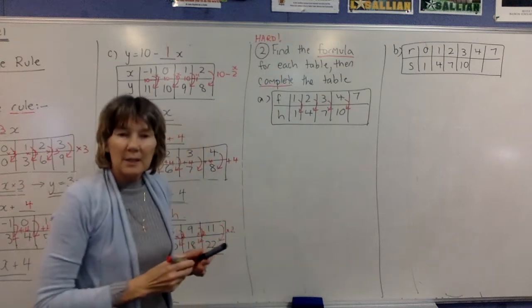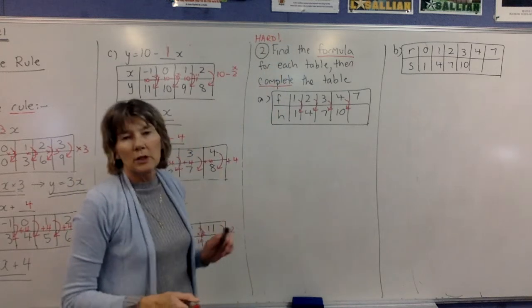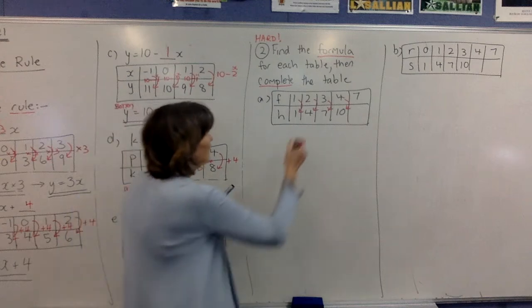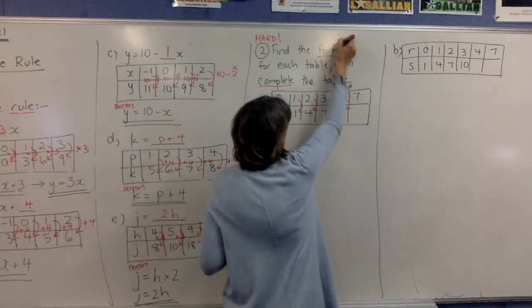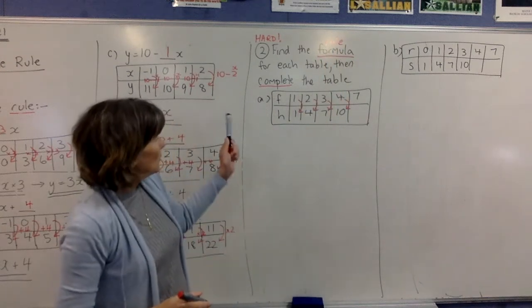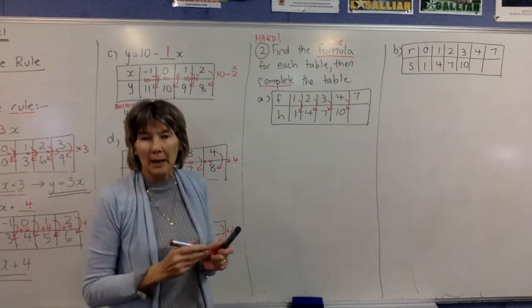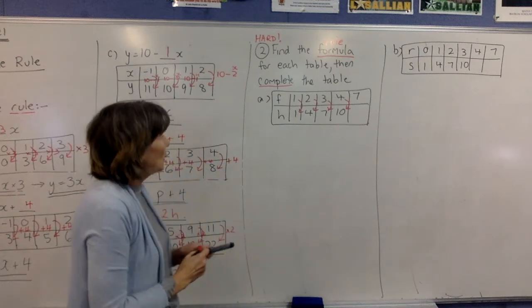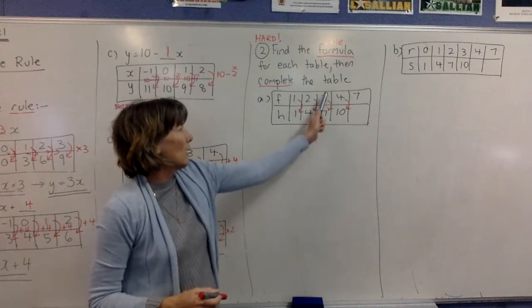But I'll give you a few ways of thinking about it. So the first thing they want us to do is find the formula. Now the formula is the same as the rule. So we're going to find the rule first, and then we're going to complete this empty space in the table after that. All right, so let's just look at the ones where we do have 2 numbers.